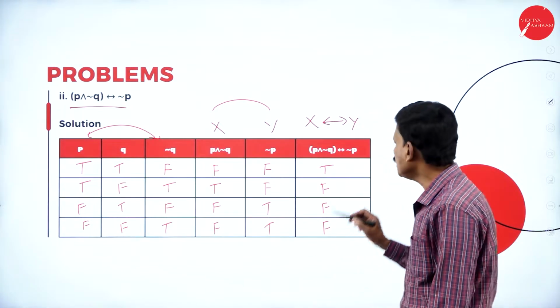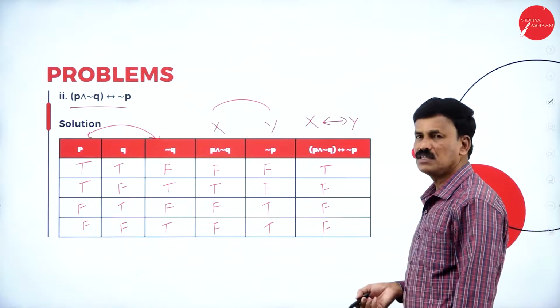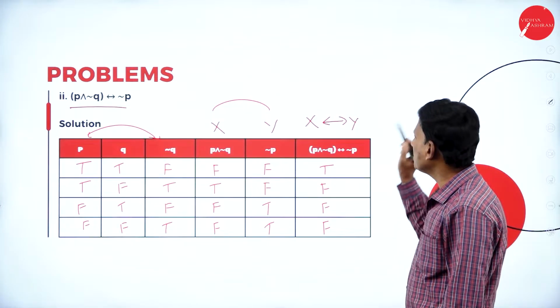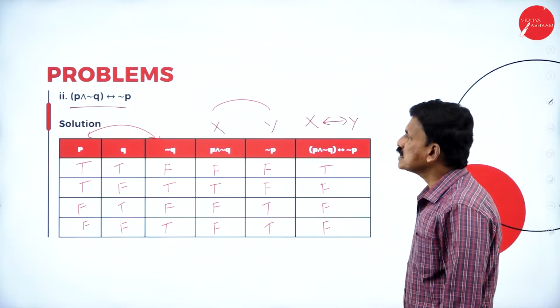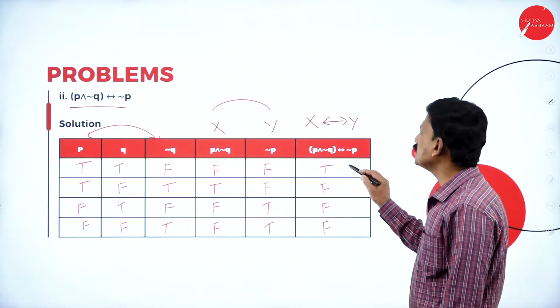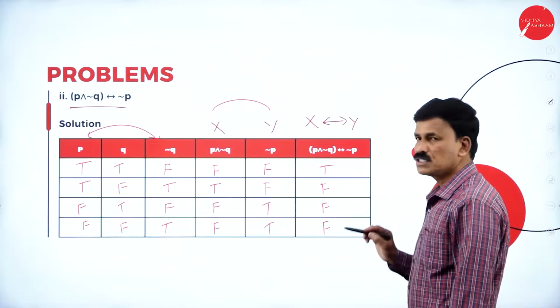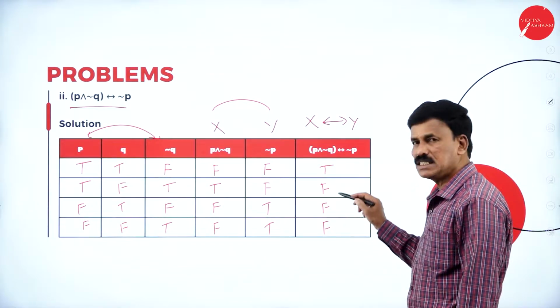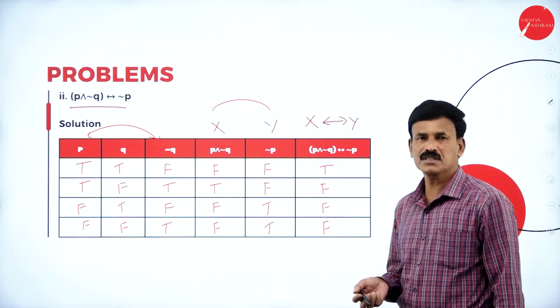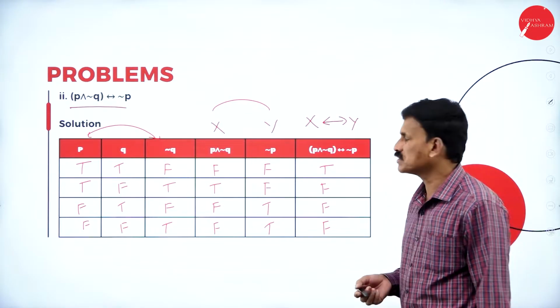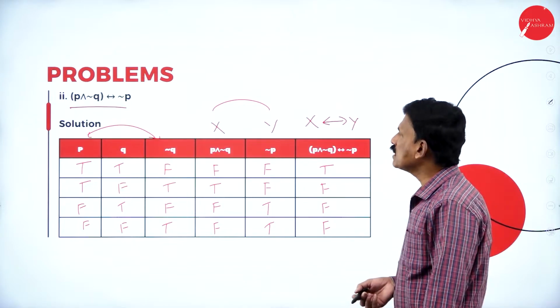So here T, F, F, T, F, F, F is the truth value for the given compound proposition, that is P conjunction negation Q, biconditional to negation P. So see here you won't get either all T or all F. It contains T, F, T, F. So therefore we can say this is neither tautology nor a contradiction.